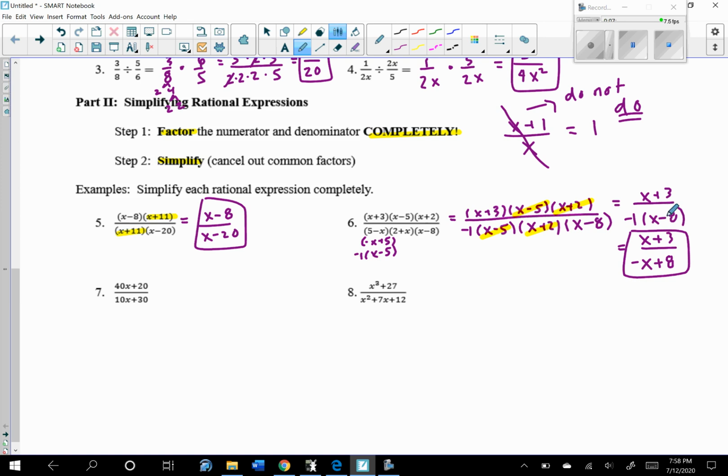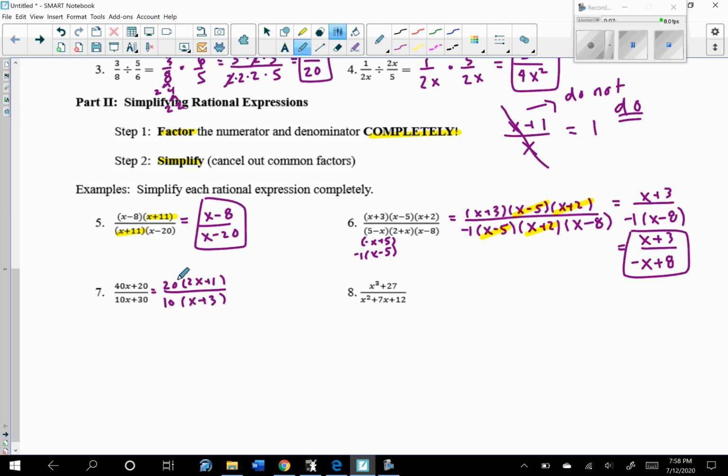Looking at the next one, we're going to do the same thing. First you want to factor. These were both in factored form. These last two are not. So the first thing I want to do is factor. Remember, if you have more than one term to factor, you need to think about all your factoring techniques. Factor out your greatest common factor, which is 20. If I factor out 20, I get 20 times 2x plus 1. And in my denominator, my greatest common factor between these two terms would be 10. So 10 times x plus 3.